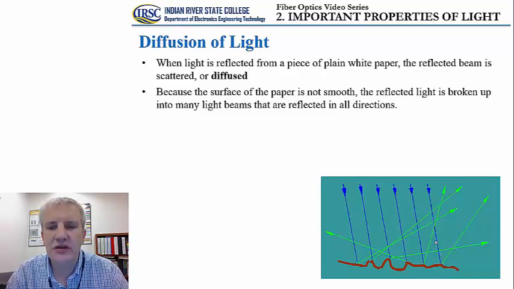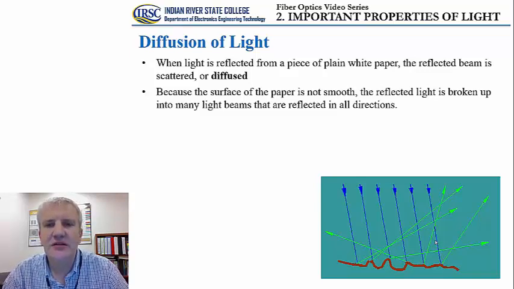In other words, it has a certain roughness that's going to create the reflection or scattering in many different directions. What we see on this particular slide, the incident light is shown in blue, and then the reflected or diffused light goes in many different directions due to the fact that the surface from which the light is reflected has a certain roughness.